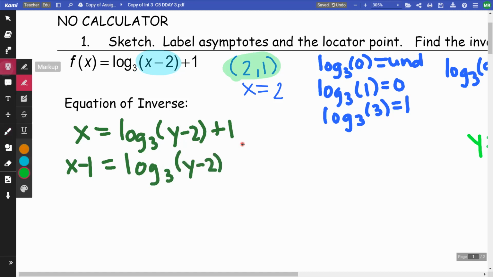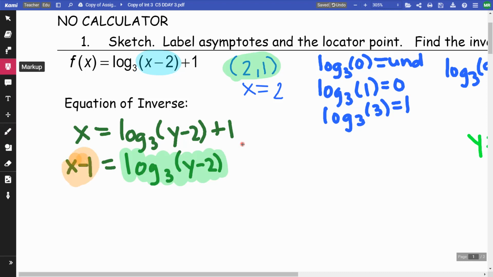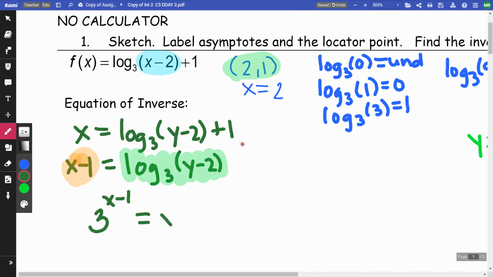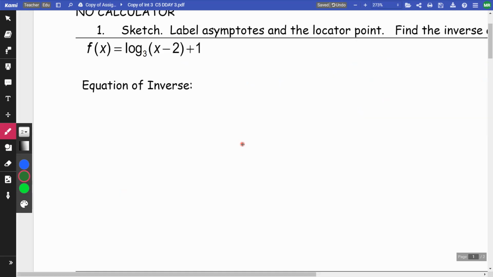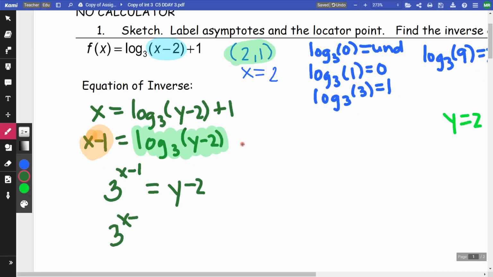Now, at this point, once this is isolated by itself, I'm going to rewrite it in exponential form. And the thing to remember is that logs always equal the exponent. So that's going to be my exponent when I rewrite it. So I'm going to rewrite it base of 3 raised to the x minus 1 is equal to y minus 2. I'm going to add 2 to both sides. And then I get 3 to the x minus 1 plus 2 equals y. And that is the inverse.